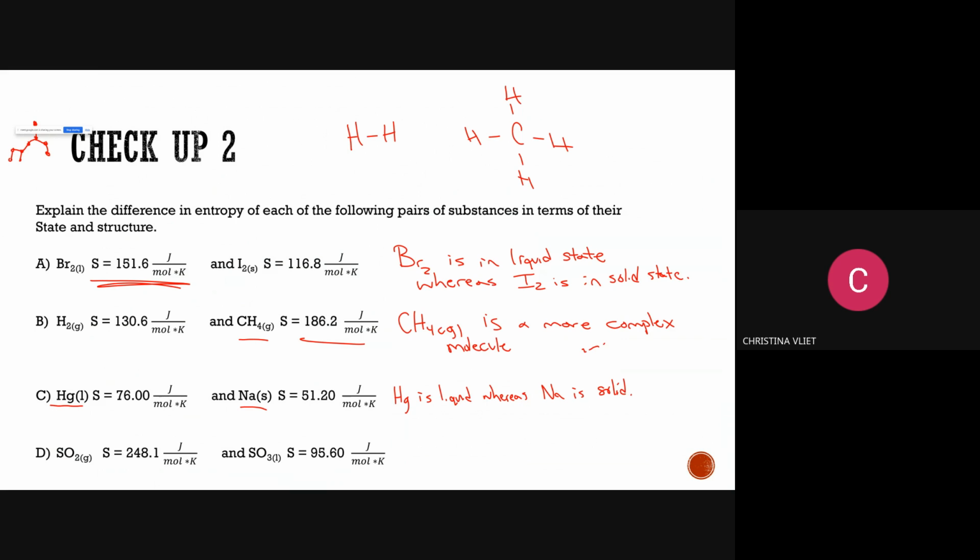SO2 gas versus SO3 liquid. SO2 gas. So even though it's less complex, yes, but it's in the gas phase. So be careful for that. So SO2 gas is higher because of the gas phase.